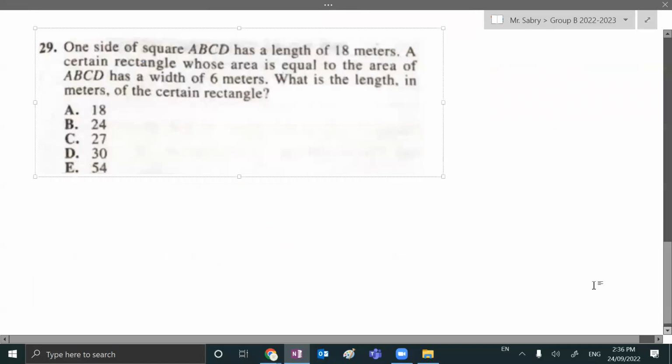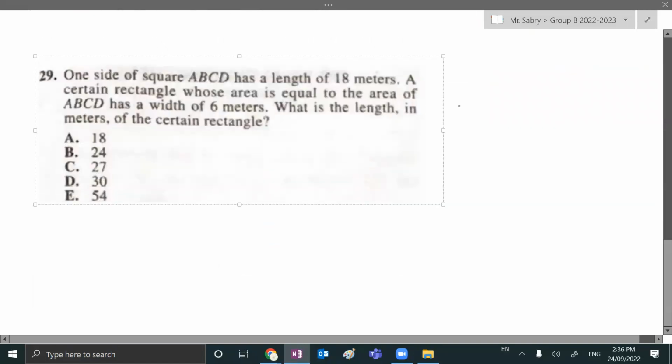So one side of a square ABCD has a length of 18 meters. Apparently I do have a square, so I'll just graph a quick draft of the square. It's 18 meters. A certain rectangle whose area is equal to the area of the square ABCD.